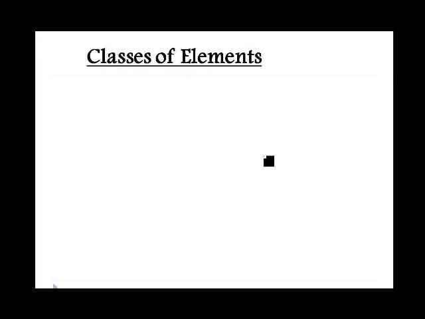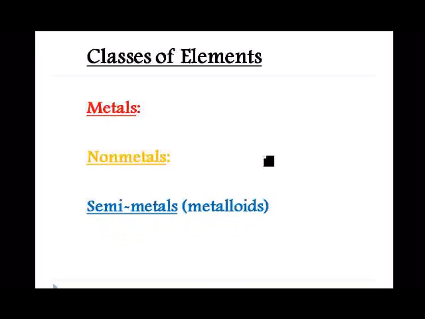There are also classes of elements based on the periodic table. We have the metals, which are on the left side of the periodic table. We have the nonmetals that are on the right side of the periodic table, and semimetals or metalloids, which are between the metals and the nonmetals. The two sides are actually touching, the metals and the nonmetals.